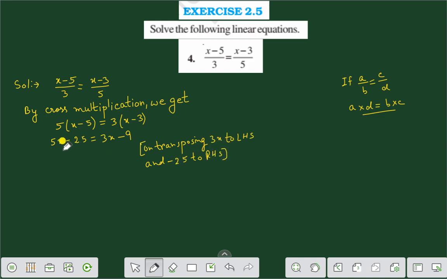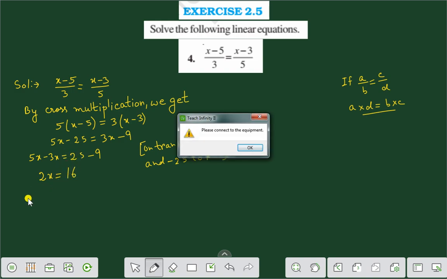We get, that is 5x minus 3x is equal to 25 minus 9, or 5x minus 3x is 2x is equal to 25 minus 9 is equal to 16.